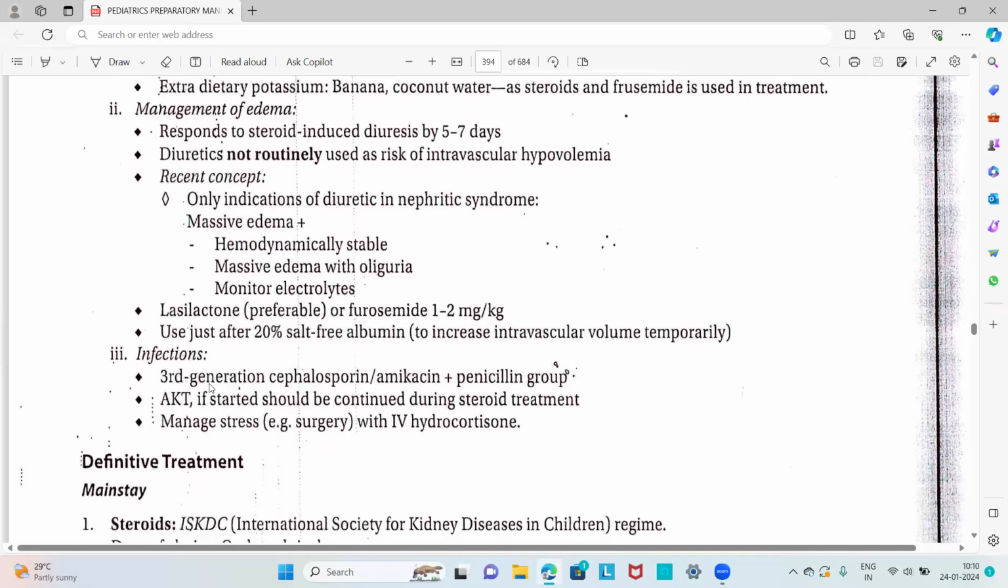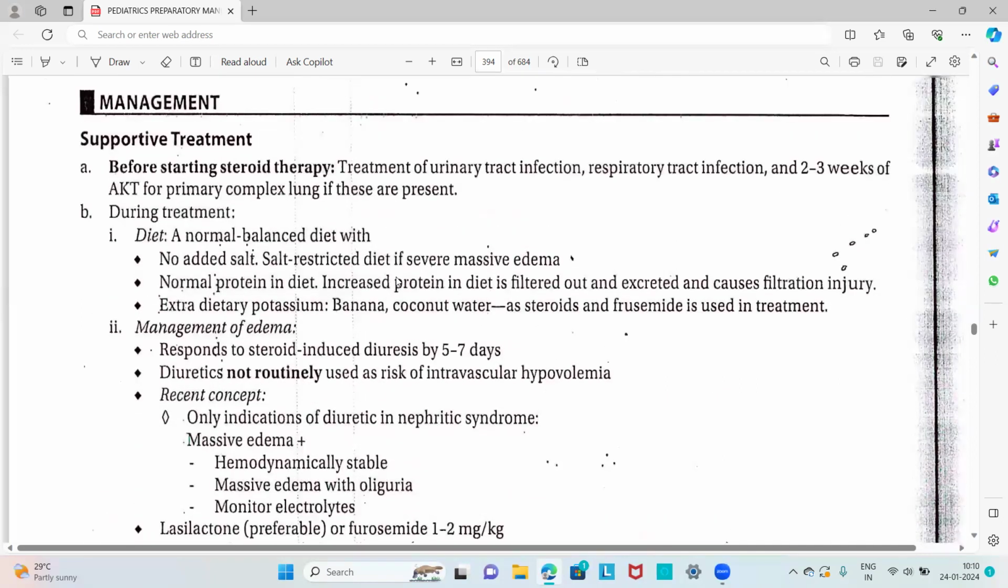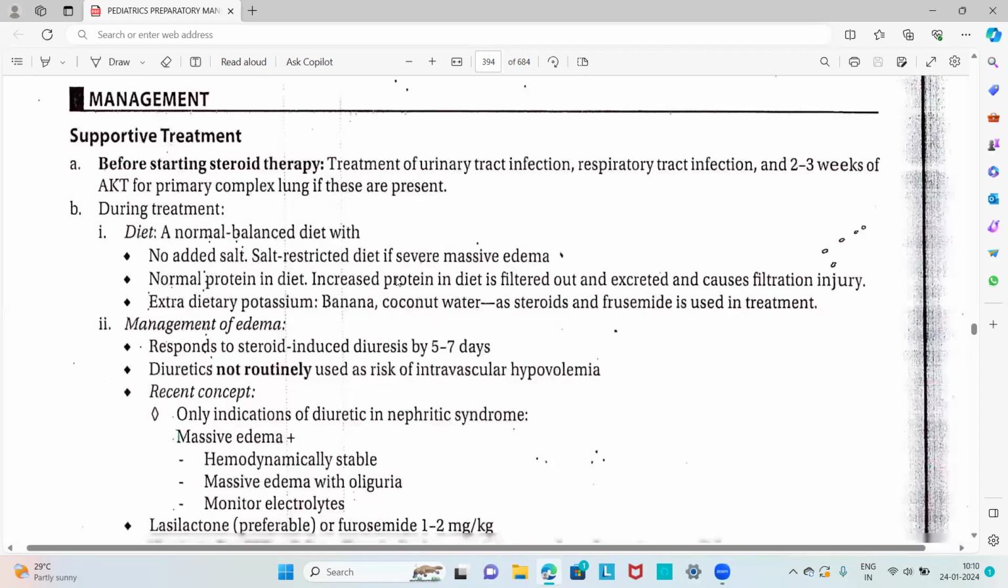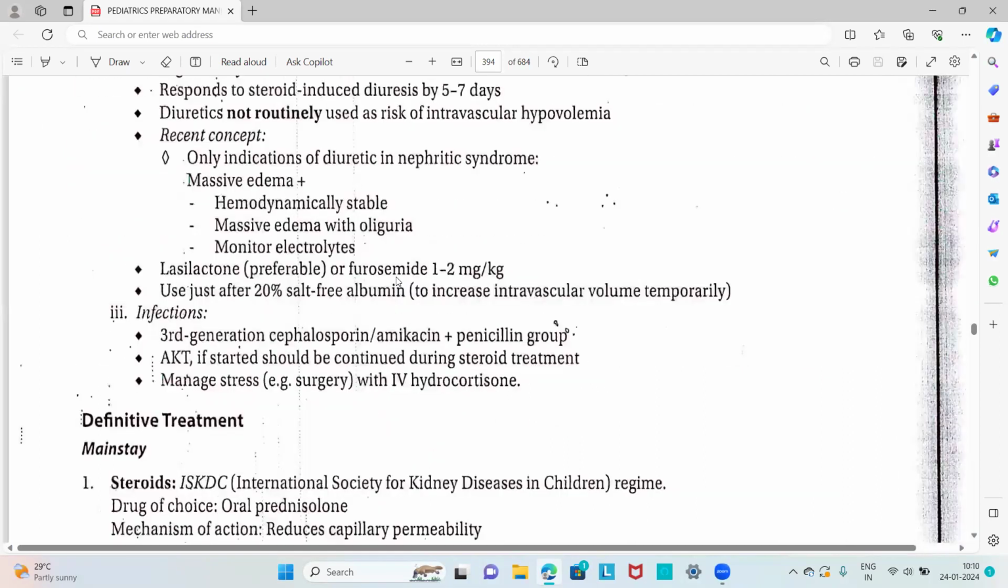And we have to manage the infections also. Third generation cephalosporins or amikacin plus a penicillin group drug should be administered. Antitubercular drugs, if started, should be continued during steroid treatment, and stress is managed with IV hydrocortisone. These are the supportive treatments in the initial episode of nephrotic syndrome.